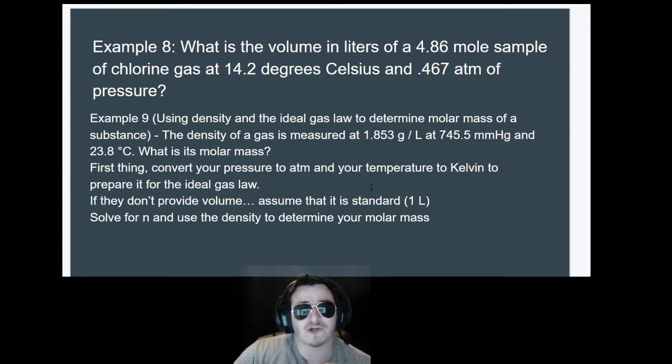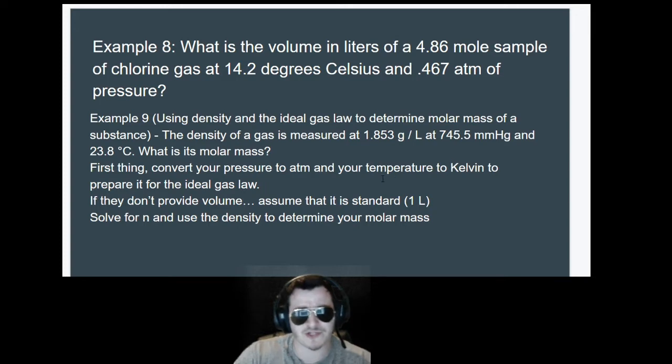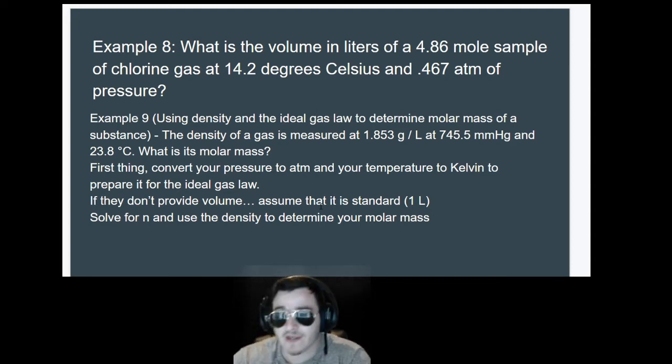First thing, convert your pressure to ATM. You do not have to do this. If you have and know all of the R values for the different pressure units, well, then there's no point in doing this. Because our problem was giving the pressure in millimeters mercury, we can just use 62.4 as our value for R. But also make sure that your temperature is converted to Kelvin, as it says. They are not providing volume, and so what we can do is we can assume that it is standard, okay? Which means we're going to be dealing with 1 liter. We're assuming that we're dealing with a 1 liter situation.